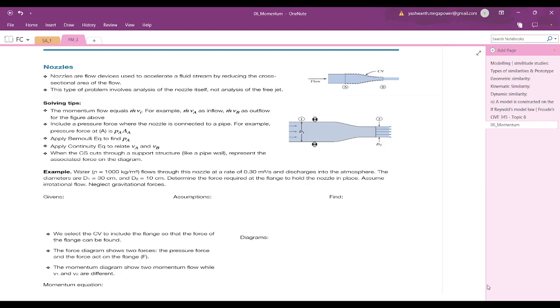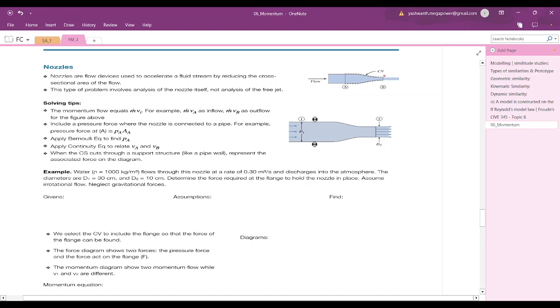This type of problem involves analysis of a nozzle itself, not the analysis of the free jet. Here, nozzle means at the end or at the exit, the diameter of that pipe is being reduced so that velocity increases and the flow becomes accelerated, right? Therefore, in this case, we analyze the nozzle itself. You see the shaded portion. Here we are analyzing the nozzle itself, but not the jet coming out of the nozzle. Hence this comes under moving control volume.